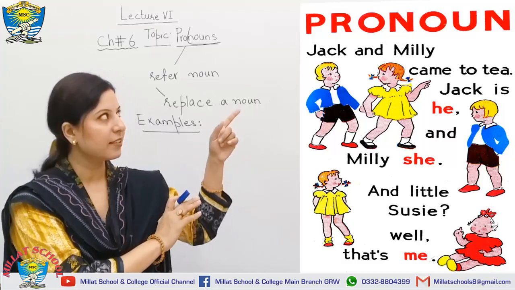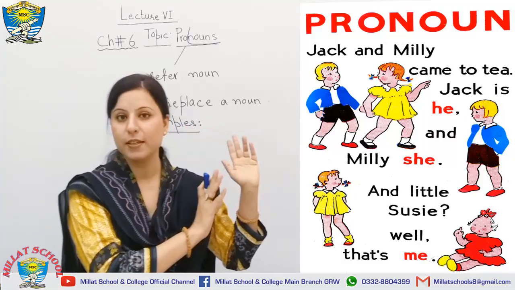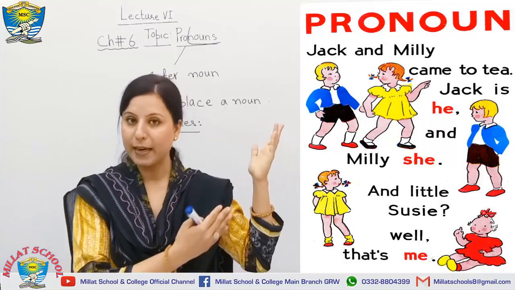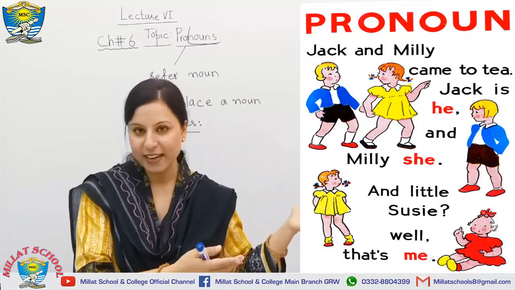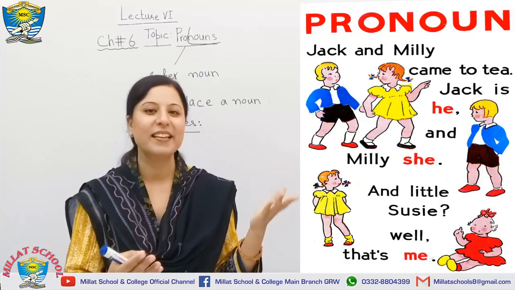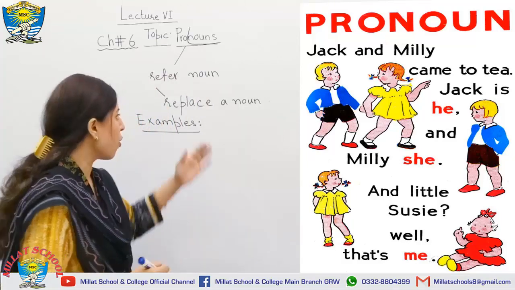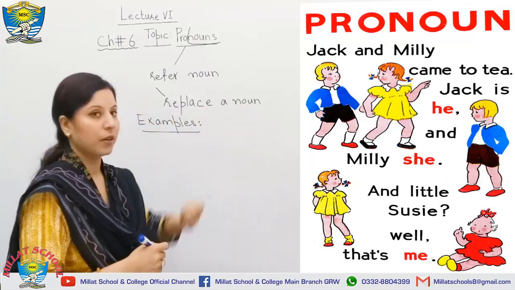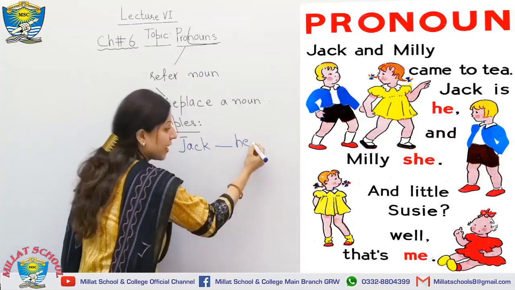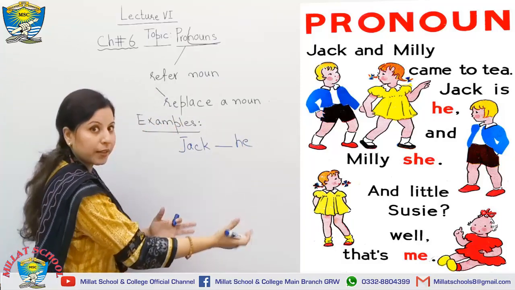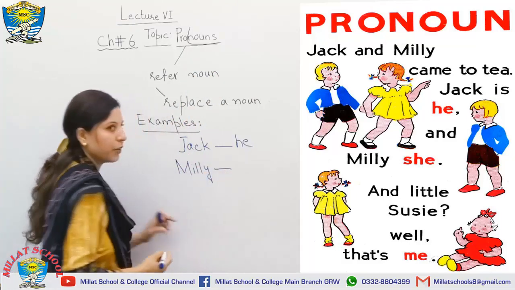There is one very nice example you can all see here in the picture. There are three personalities and I am going to discuss the three. The first one is: Jack and Millie came to tea. Jack is he and Millie, she. And that little Susie, well, that's me. Yes, so we have three pronouns in place of, by replacing, the three nouns. First is Jack, so I would like to replace Jack with he. And I would like to exchange the other personality here, Millie, which has been replaced with she.